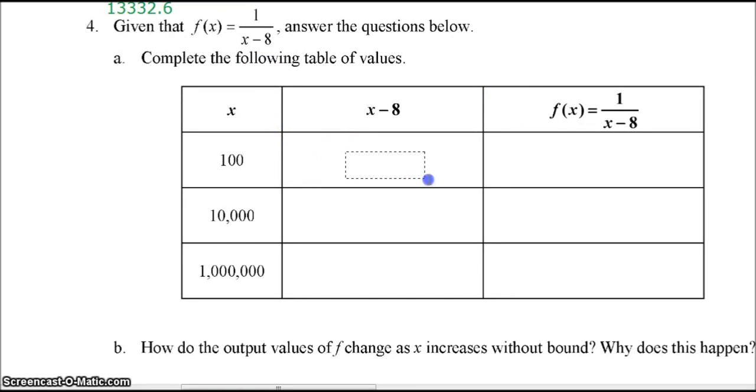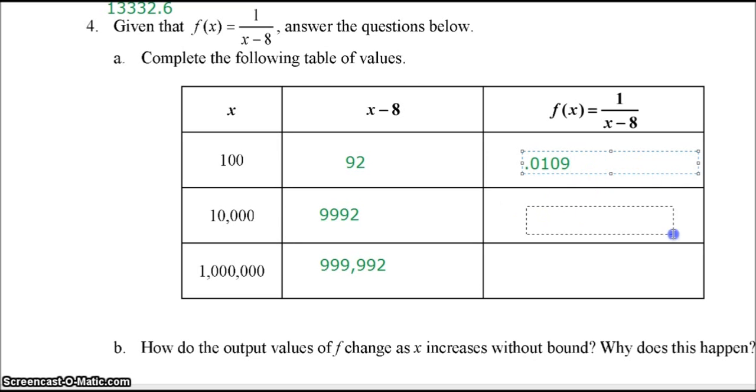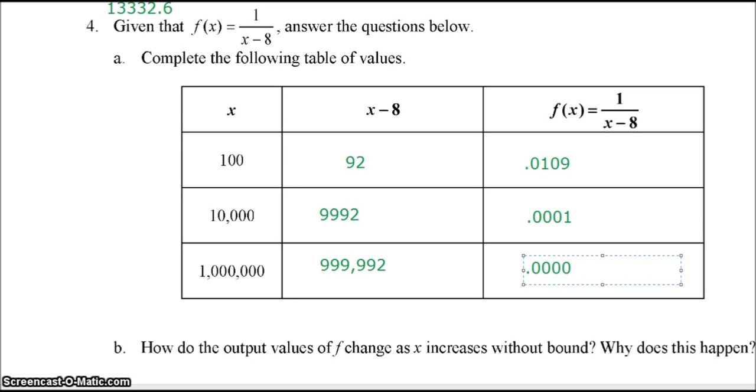Number 4. Given that f of x equals 1 over x minus 8, answer the questions below. Okay, so if x is 100, x minus 8 is 92. If x is 10,000, x minus 8 is 9,992. And here we'll have 999,992. So 1 over x minus 8 will be 1 over 92, which is 0.0109. This will be 1 over 9,992, 0.0001. And 1 over 999,992 is 0.000001.